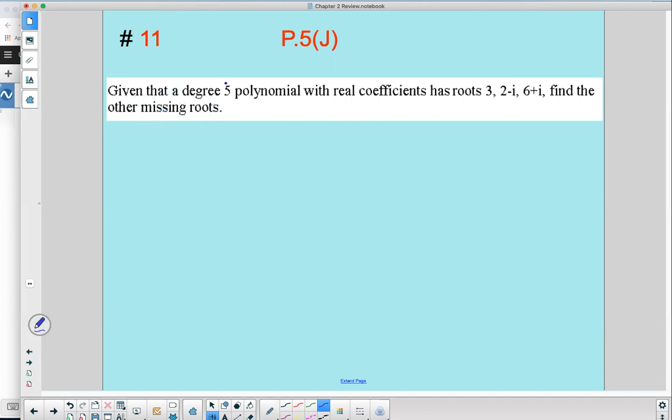Okay, this one we can do a lot faster. It says given the degree 5, so that means there needs to be 5 zeros, with real coefficients, find the other missing roots. So this time I don't have to actually solve the whole problem, we just find the missing roots. Remember, if there's an imaginary, it's always going to have a pair. So if they gave me 3, 2 minus i, and they gave me 6 plus i.